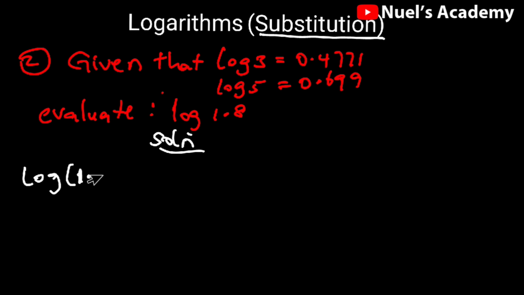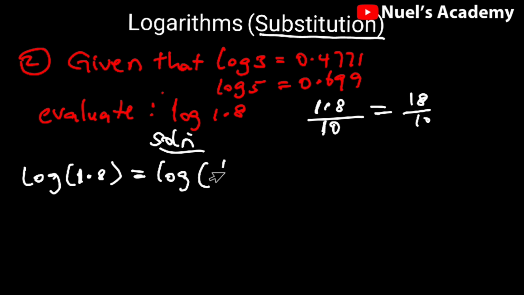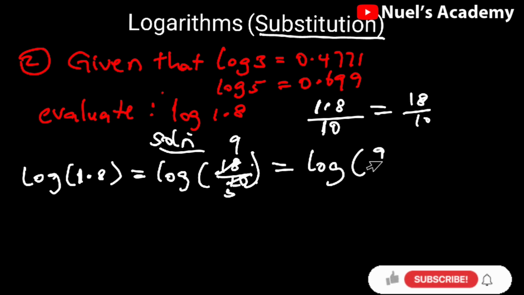log 1.8. To convert 1.8 to a fraction, we write 1 under the decimal point, and the remaining figures will be represented by 0. So this becomes 18/10. So log 1.8 can also be written as log 18/10, and when simplified further, 18 divided by 2 gives us 9, and 10 divided by 2 gives us 5, so this becomes log 9/5. Everything we're doing here, we're going to make sure that we have 3 and 5 in our logarithms.